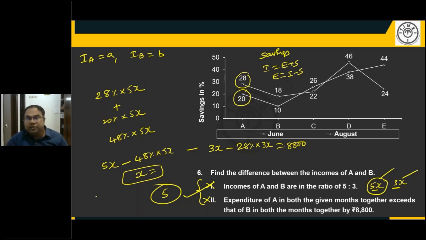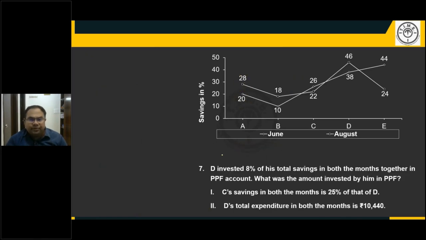That's the advantage of data sufficiency based data interpretation. You need not solve, just whether you are able to answer the question or not. That is what you need to tell me. Let's look at the 7th question. Time starts now. Try this one, the 7th one.